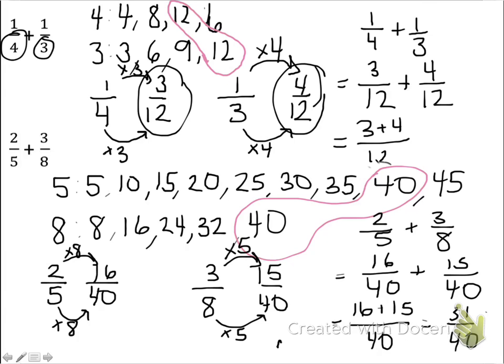Okay, now step 4, can I simplify this? And I know that 31 is a prime number, which means its only factors are 1 and itself. So that means that it's already in simplest form.